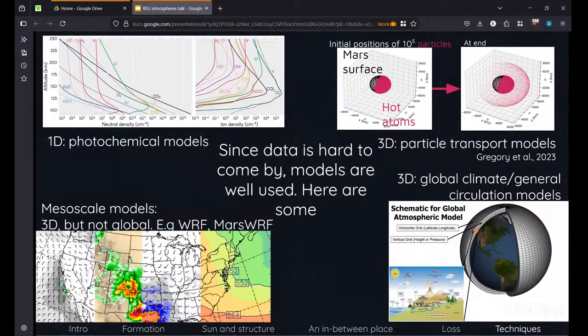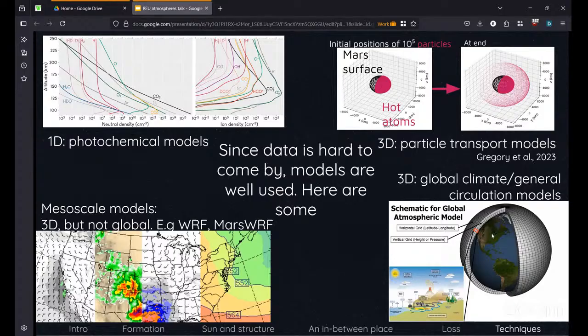So since we're limited in data that we can get and observations we can make, we do a lot of work with modeling to study atmospheres. This is by no means a complete summary of all atmospheric models. This is just some examples. So we do a lot of work with 1D photochemical models. This is the plot from my work that I showed before. This lets us study the chemistry in detail on sort of a global average basis.